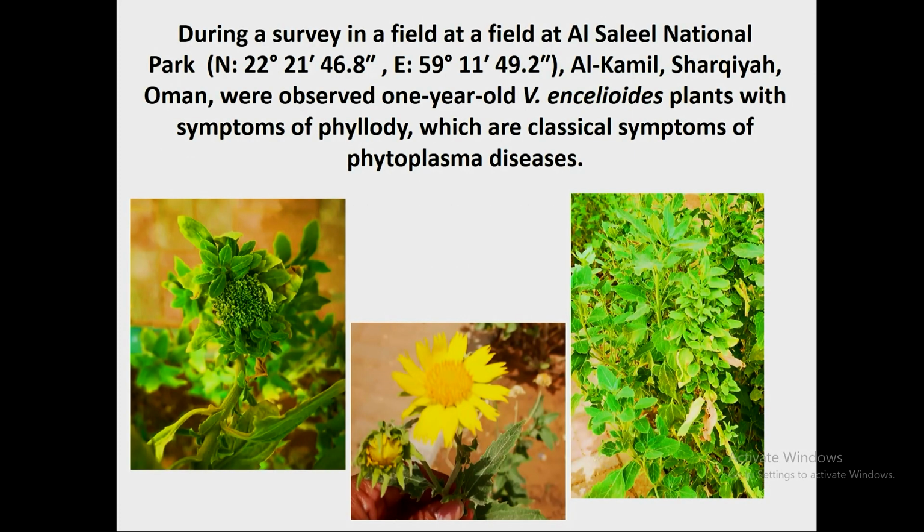We found this in the Saline Natural Park, and this looks like a totally isolated area, with nothing surrounding it like farms, because this is a natural park, and they use it as an ornamental. And these are the symptoms. We see already phyllody, and this is the healthy one, and sometimes we see some bushy growth or witches' broom.